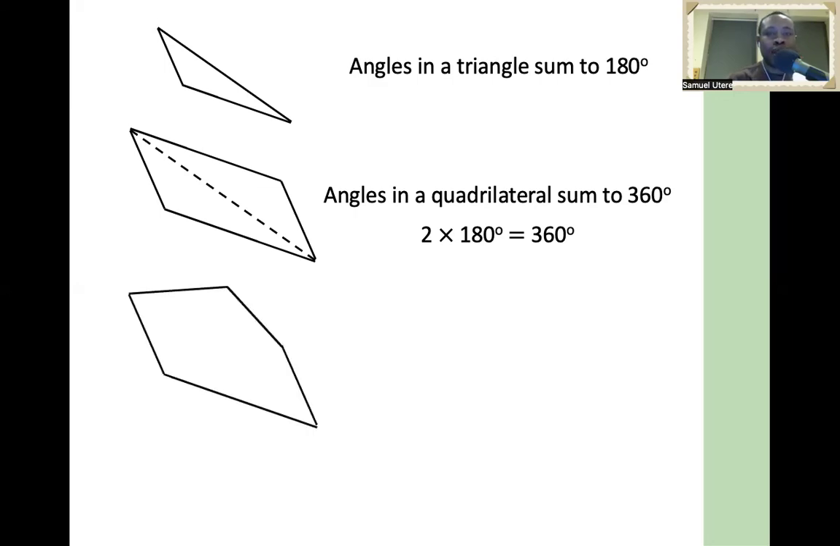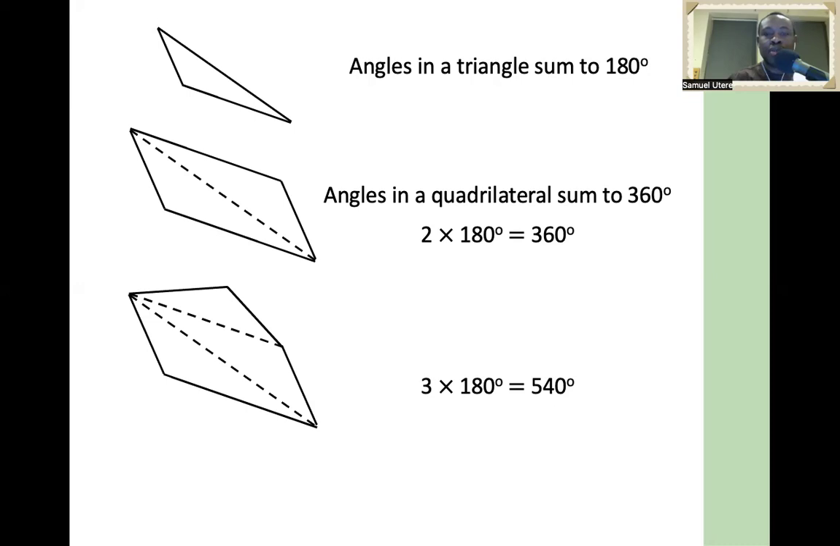What about if we have a 5-sided shape and we decided to split the pentagon into 3 triangles? Well, we can say we have 3 triangles. So the sum of the angles is related to 3 triangles. So it will be 3 times 180 degrees. I want you to pause and think.